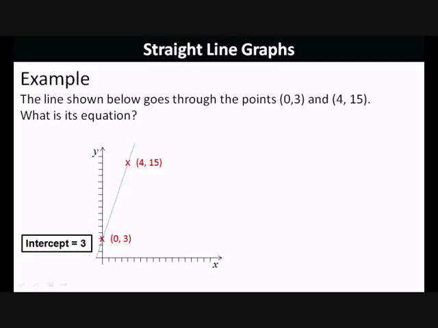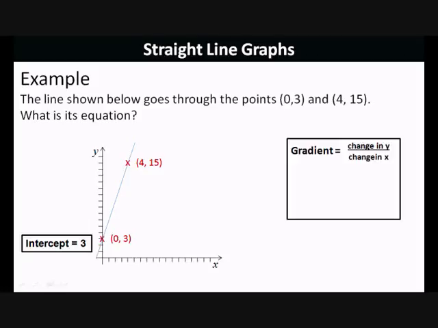Now, the gradient is measured as the change in y divided by change in x. So how much the graph goes up or down compared with how much it goes across. Between the 2 points I've shown here, the change in y is 12 and the change in x is 4. Because between the 2 points, y has gone from being 3 to being 15. 15 minus 3 is 12. And x has gone from being 0 to being 4. And 4 minus 0 is 4.